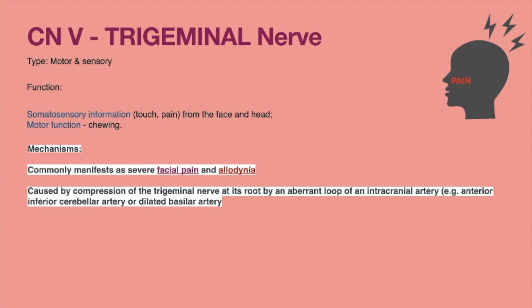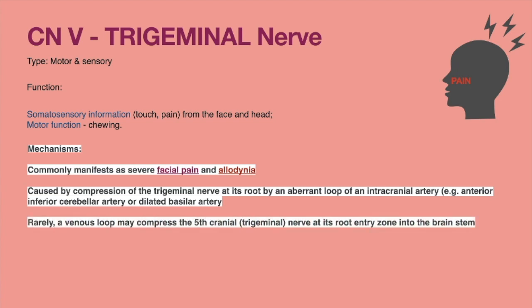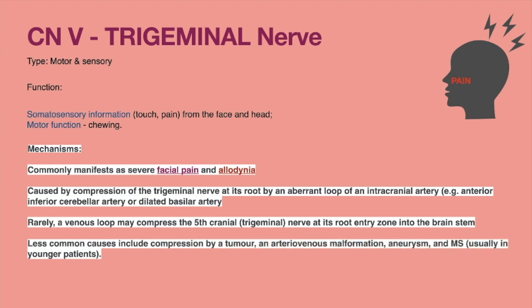It's thought to be caused by compression of the nerve, and that can be due to pressure from any structures. One example is an aberrant loop of intracranial artery, as described there. So again, unusual but potential, and this is around the sort of brain stem area. Less common causes include compression by tumours, AV malformations, aneurysm, and again MS crops up. So we're looking at a range of different potential pathologies. So they could be links to vascular pathologies, could be linked to neurological pathologies.